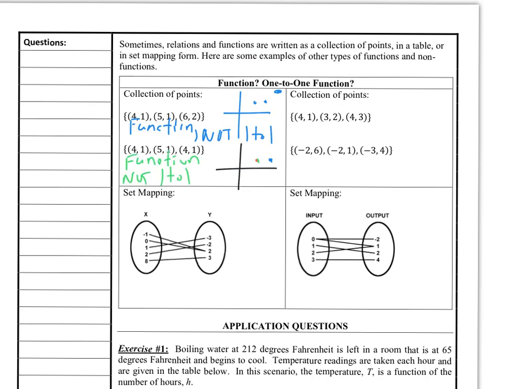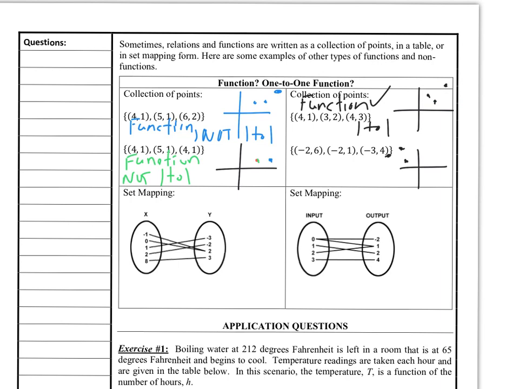Let's go ahead and plot the points for the next questions over here. Collection of points. You try these right here, and I'm going to plot them, and then we'll talk about it. All right, so we have to go over 4 up 1, 3, 2, and over 4 up 3. So as I draw my vertical line, yes, it's going to be a function because it only crosses once. As I draw my horizontal line, you can see that that also only crosses once, so it is going to be one-to-one. So we can say function with a check, and then it is one-to-one.